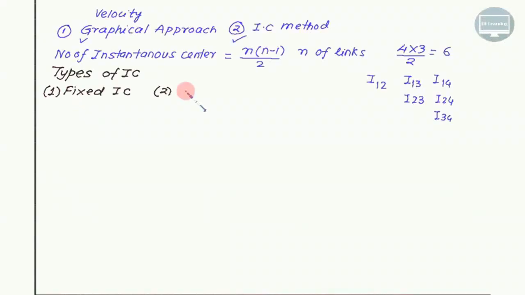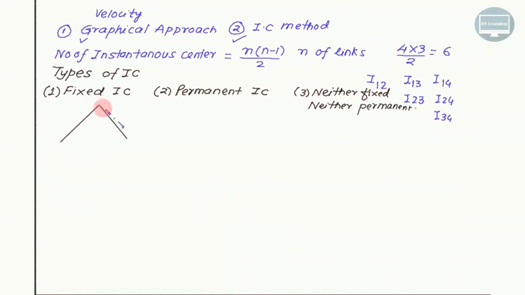First type is fixed type, the permanent IC, neither fixed, neither permanent. So suppose we have two links like this and we have a terminal. This one is link 1 and this one is link 2. So this intersection of the 2 points right now is called I12 and this is an example of a fixed IC. Wherever the link 1 and 2 go, the point of intersection will always represent your IC.